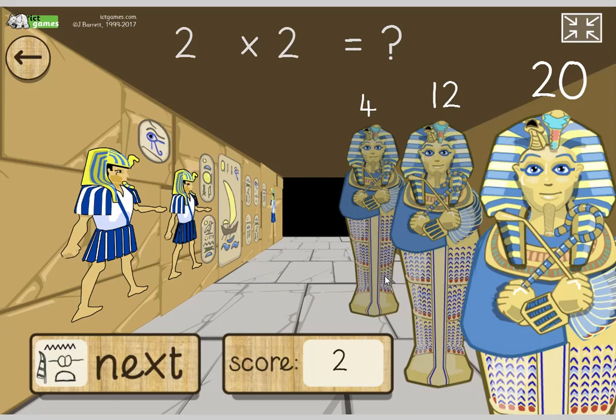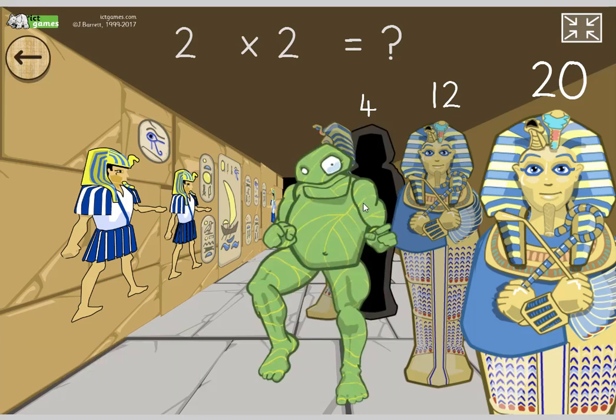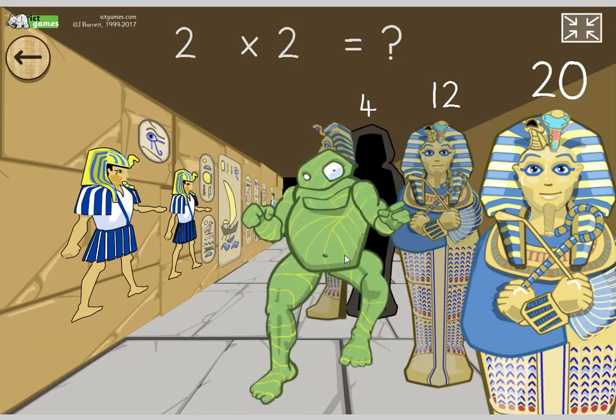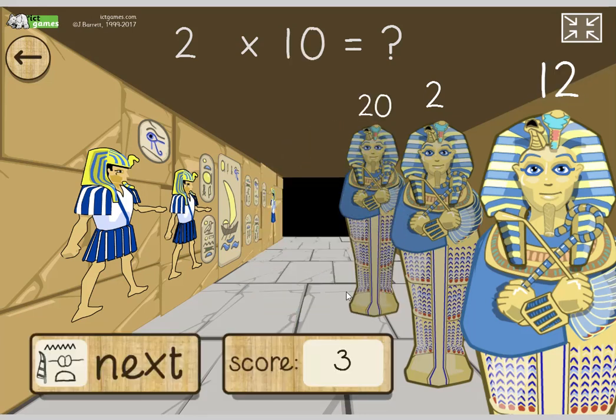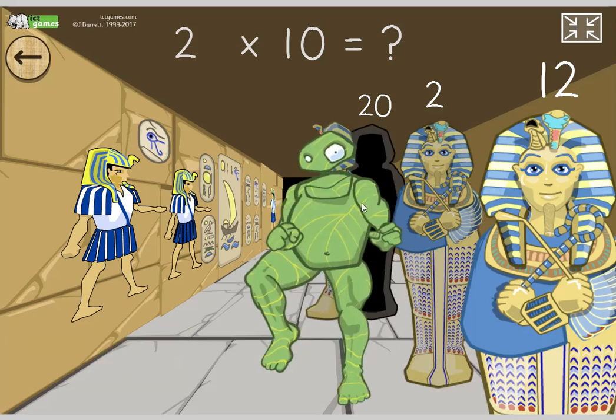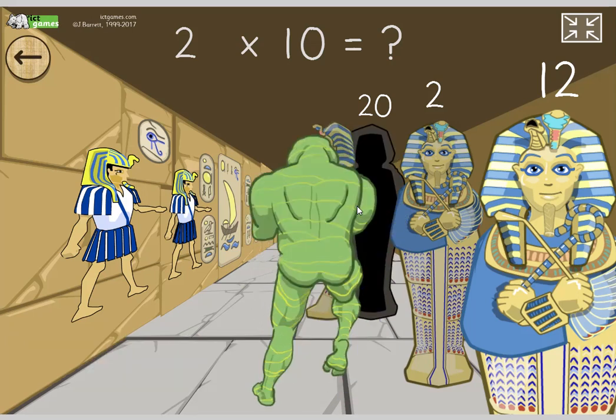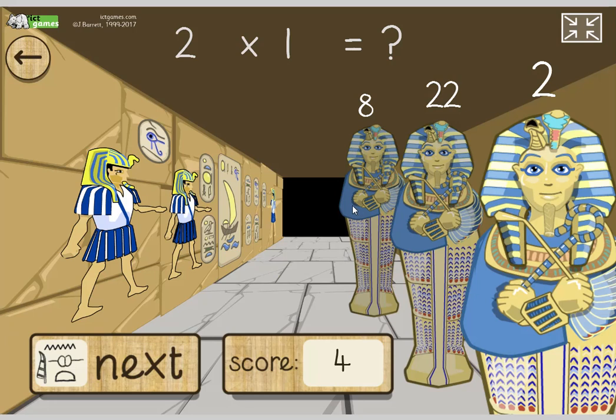Right, turn to your partner. 2 times 2 is... Yeah, 4. Well done. 2 times 10. Turn to your partner. 2 times 10. Yes, well done. 20.